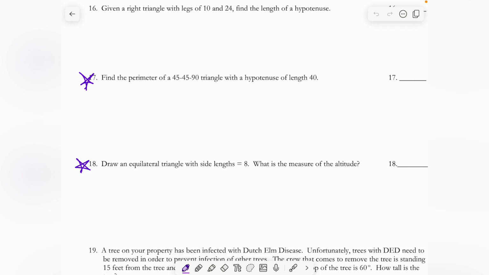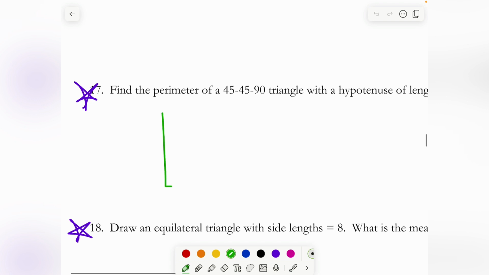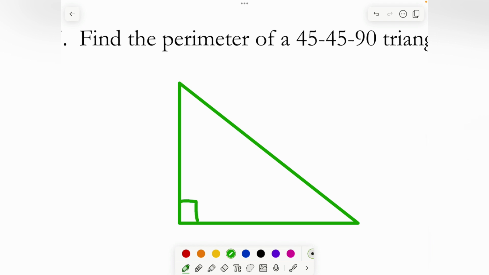Guys, I wanted to do a quick video just explaining numbers 17 and 18 from your review worksheet for the quiz. Starting with number 17, it says find the perimeter of a 45, 45, 90 triangle with a hypotenuse of length 40. So I'm going to draw the triangle. You don't necessarily have to draw the triangle for this, but sometimes it's helpful.